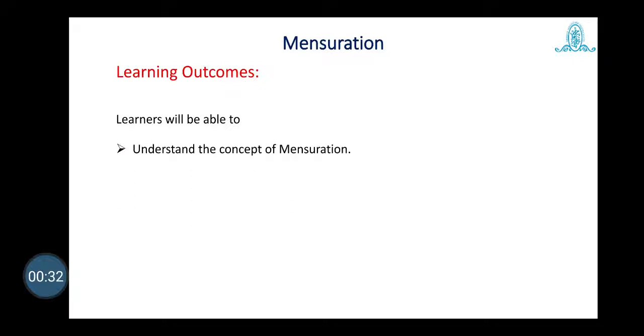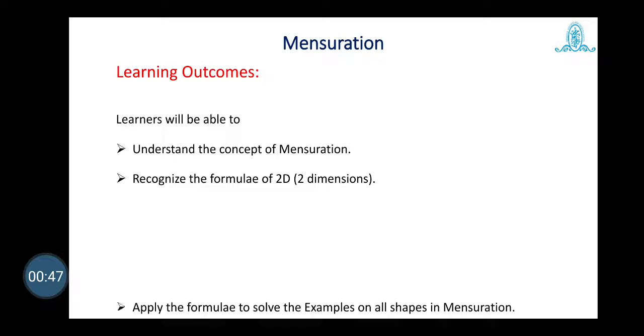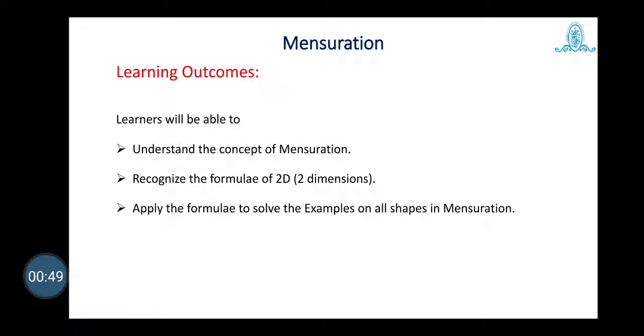The first learning outcome is learners will be able to understand the concept of mensuration. Second, recognize the formulae of two-dimensional figures or two-dimensional shapes. And after recognizing the formulae of 2D figures, we have to apply all these formulae to solve the examples on all shapes in mensuration. So, after applying these formulae, we get the solution of the area as well as perimeter of all shapes regarding mensuration.